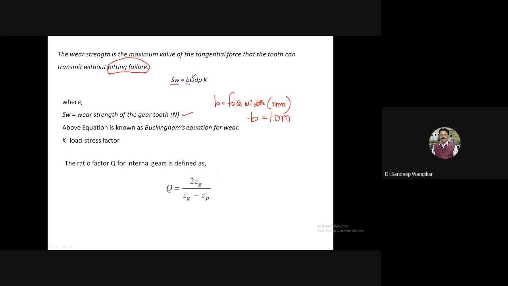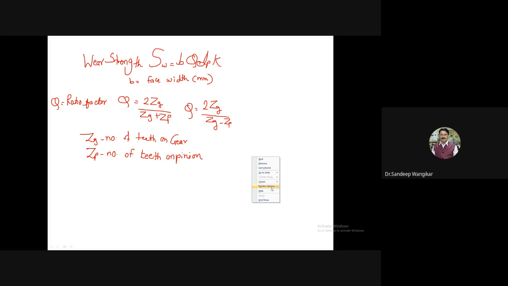Why are there these two different formulas? One is for external and the other for internal gears. The formula with ZG plus ZP we apply when the gears are external, and the formula with ZG minus ZP we apply when the gears are internal. If ZG and ZP are given, very easily we can calculate the value of Q, the ratio factor.